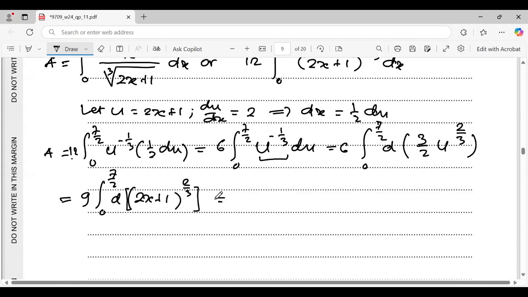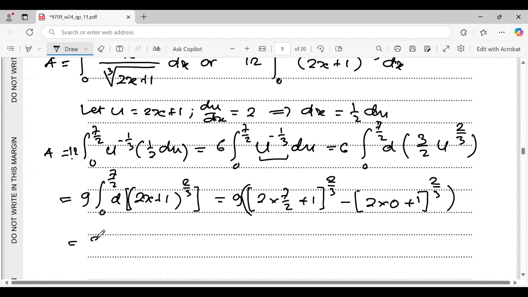Okay. After substituting 7/2 and 0 into this expression: 9 times (2 times 7/2 plus 1) power 2/3, minus (2 times 0 plus 1) power 2/3. 9 times this one is 8, 8 power 2/3, minus 1.